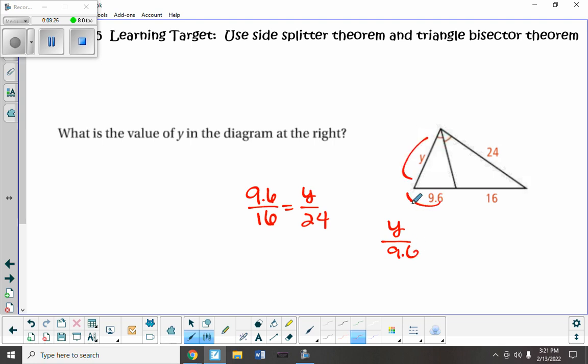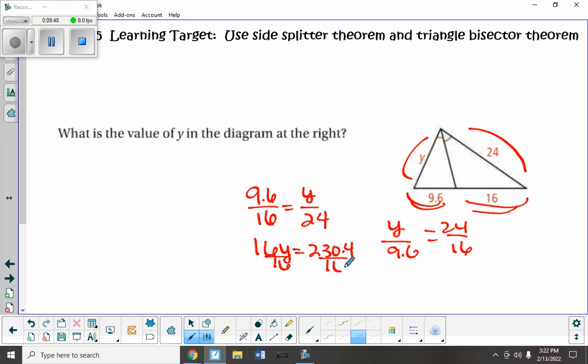So this to this equals side to bottom, 24 to 16. And when we cross multiply, either way, you get 16y equals 24 times 9.6 is 230.4. And then we divide by 16. Y equals 14.4. Here, again, 16y equals 9.6 times 24, and that's going to be the same thing, that 230.4. So you'd get the same answer.